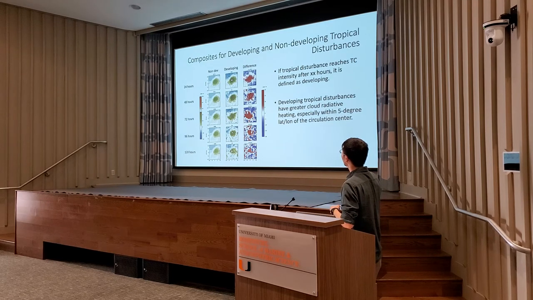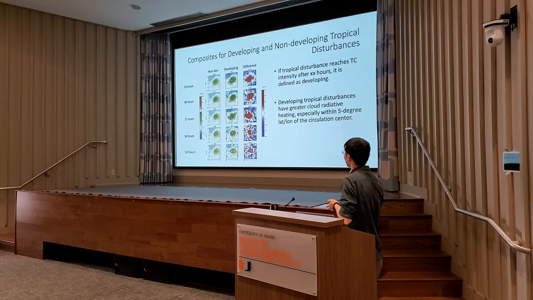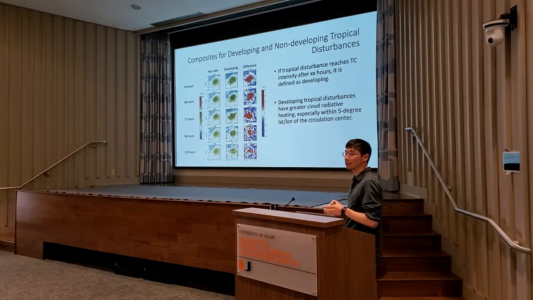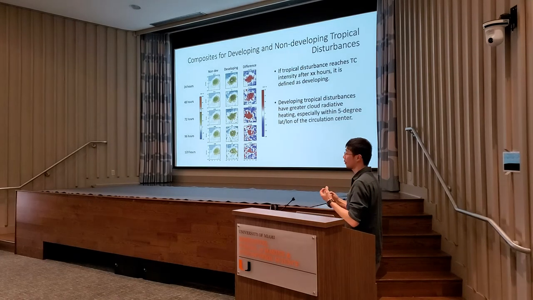And here you can see for developing disturbances, it has stronger cloud radiative heating than non-developing cases. And this signal is pretty clear and solid up to 72 hours. And after 72 hours, there's some signal, but it's not as robust as we saw prior to 3 days.